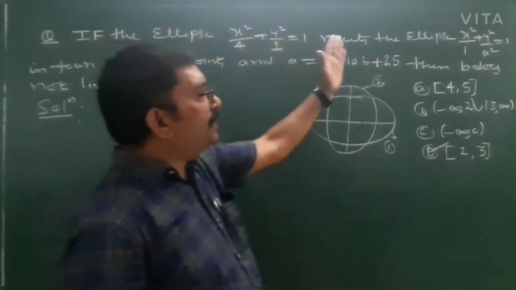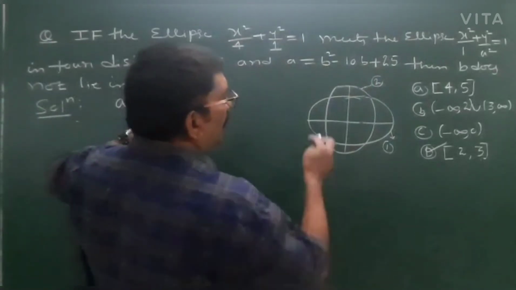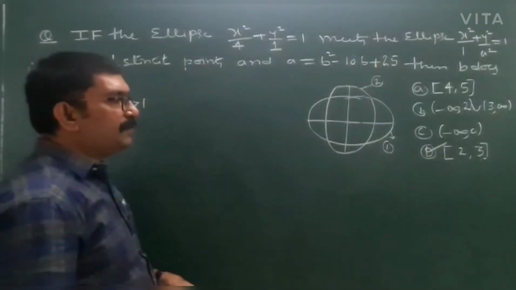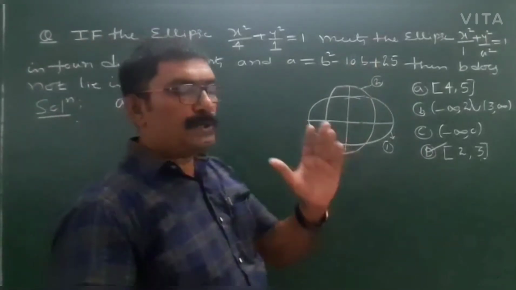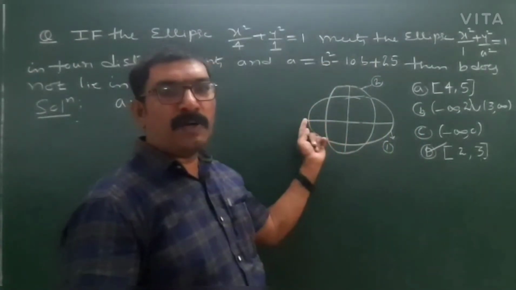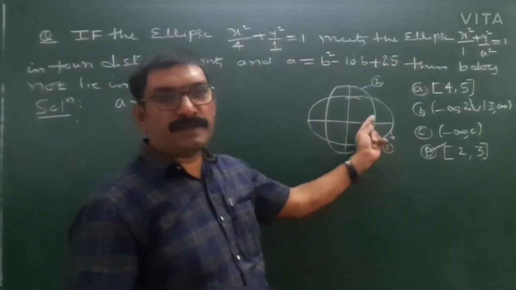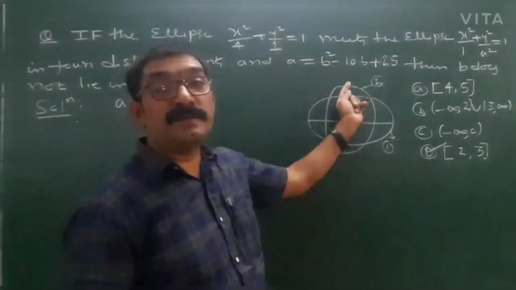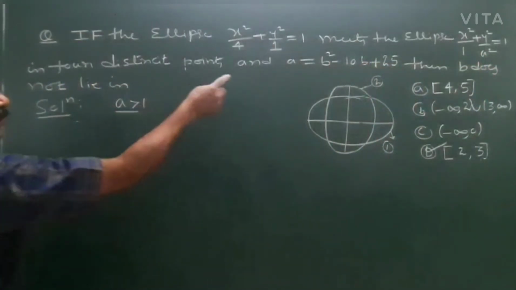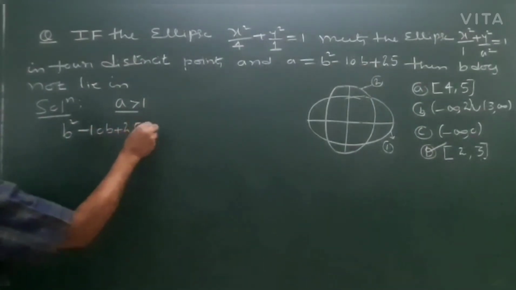Given that the ellipse meets this ellipse in 4 distinct points, and a is given by b square minus 10b plus 25, then b does not belong to dash. Whenever two ellipses intersect each other, certainly one ellipse must be horizontal and the other vertical, with the major axis as the x-axis for one and the y-axis for the other. Certainly, a must be greater than 1. So you are given b square minus 10b plus 25 greater than 1.